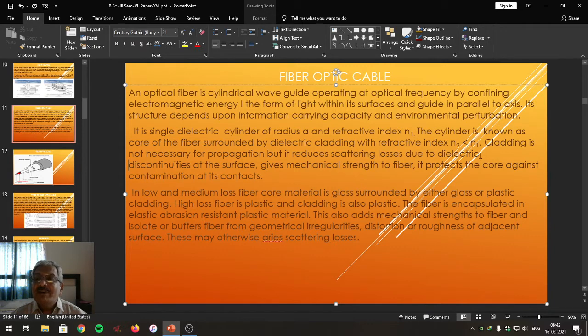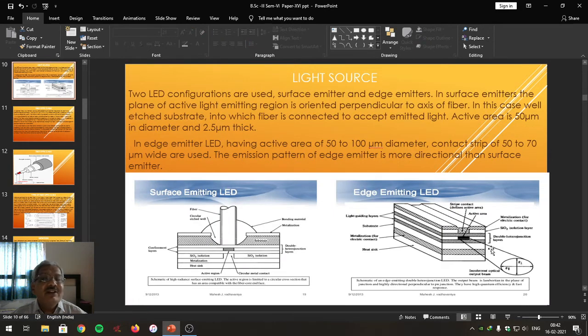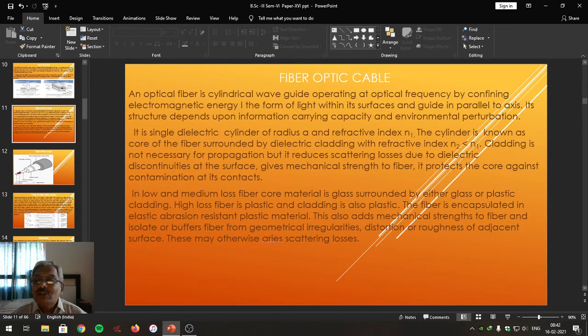We studied how an optical fiber cable is connected to the LED with the help of the surface-emitting LED and also the edge-emitting LED. So both types of LEDs we have covered diagrammatically. After that, we are well aware that these LEDs are driven by means of driver circuitry, so that they start emitting the light radiation which is expected to be launched into the optical fiber.